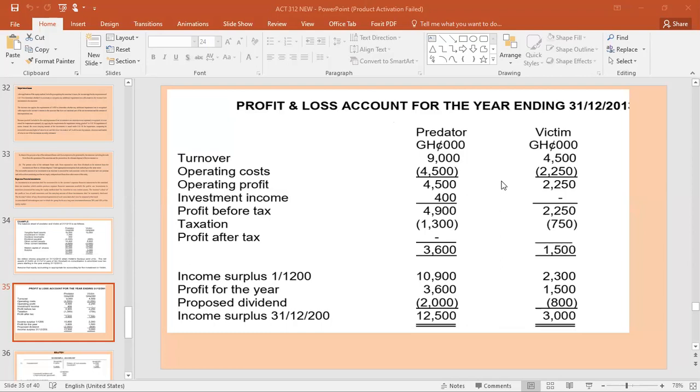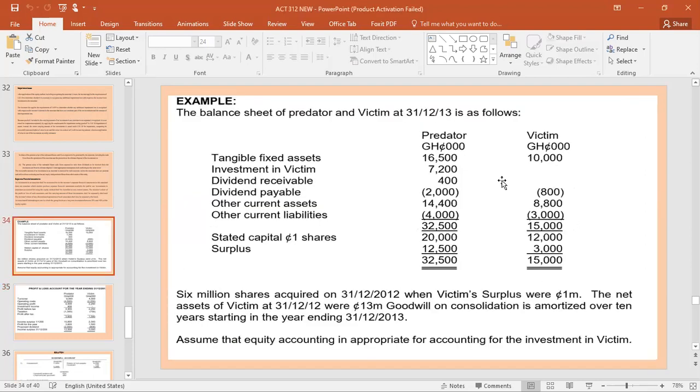So this question made mention of goodwill, but you don't know the goodwill, so you find the goodwill. Open your cost of control account quickly. Now, at the debit side, we're told that investment in victim, look at the balance sheet, is 7,200. So at the debit side, you have 7,200 as the investment in your cost of control.